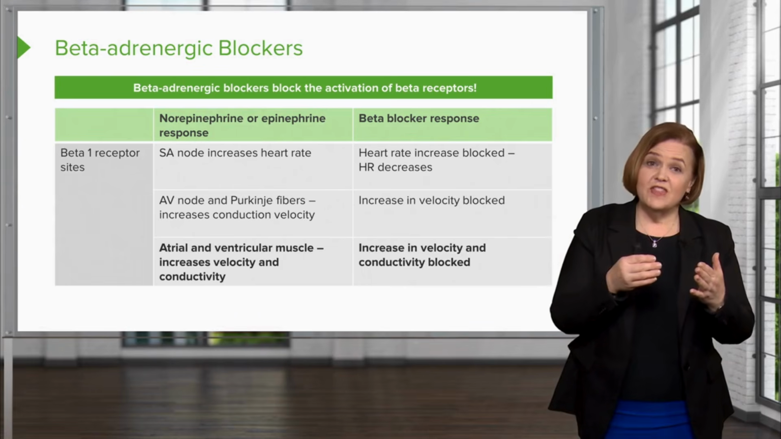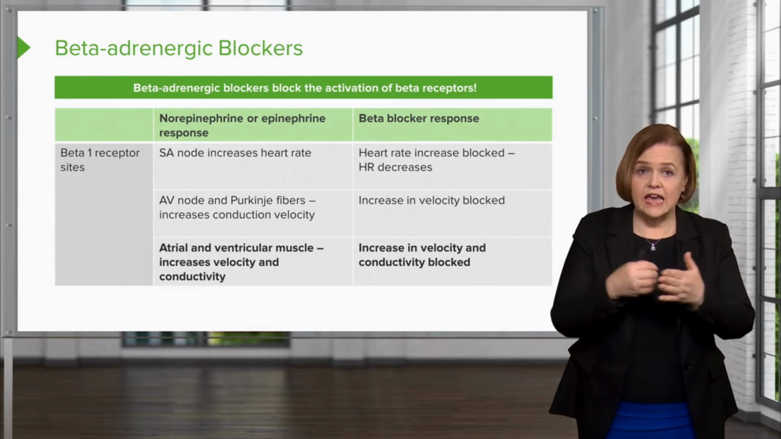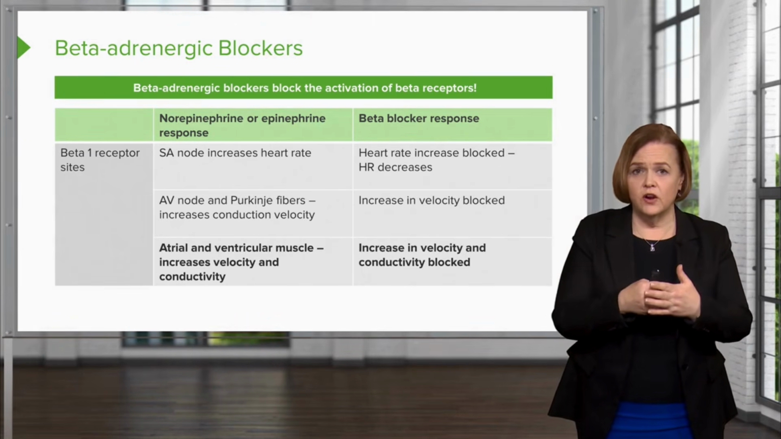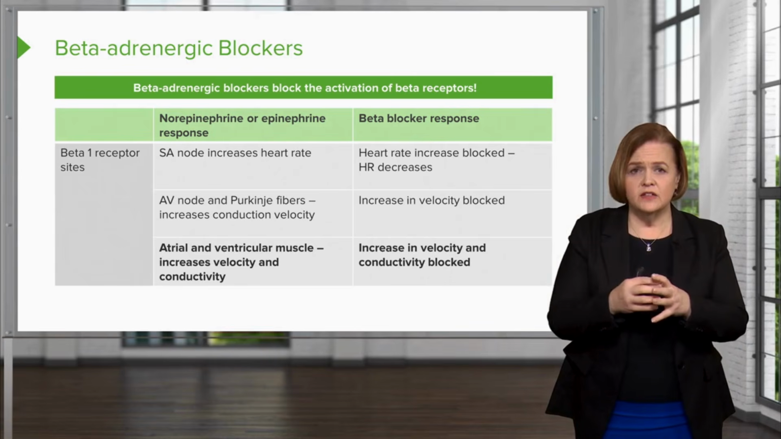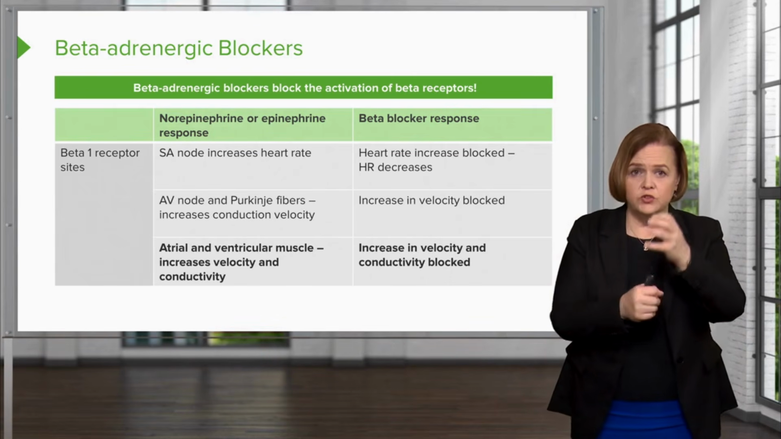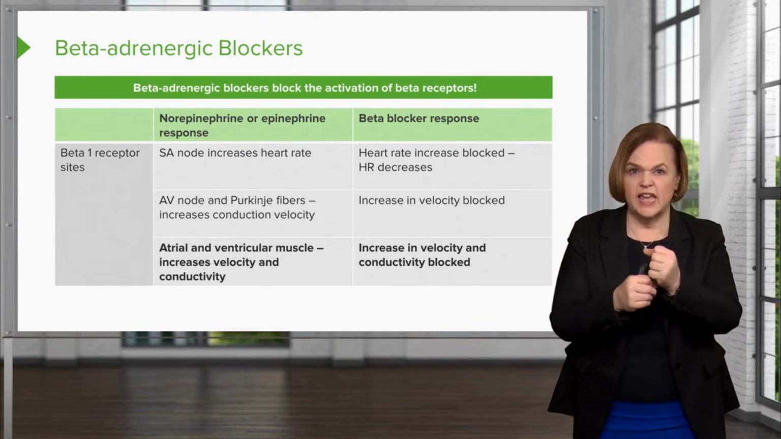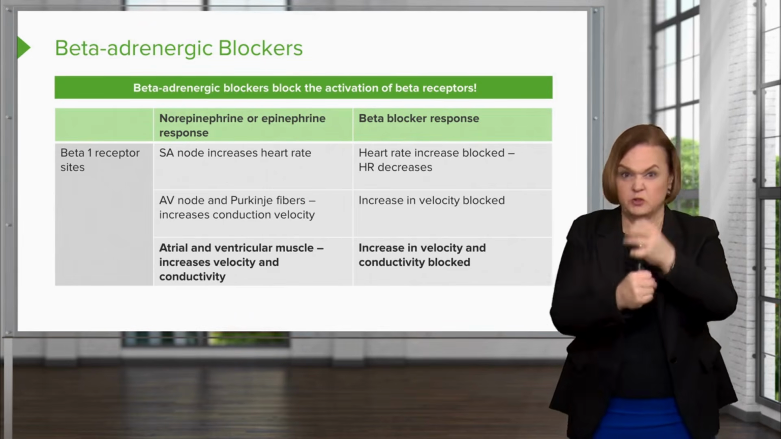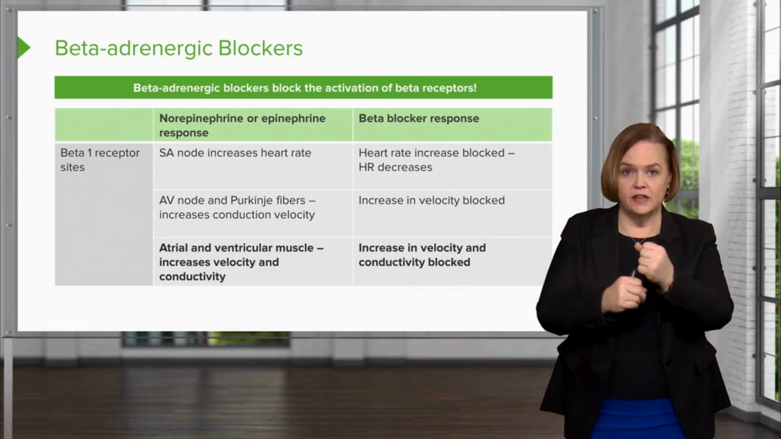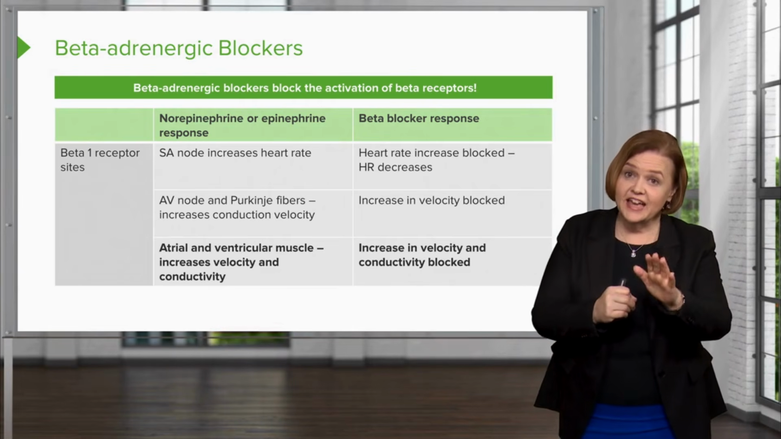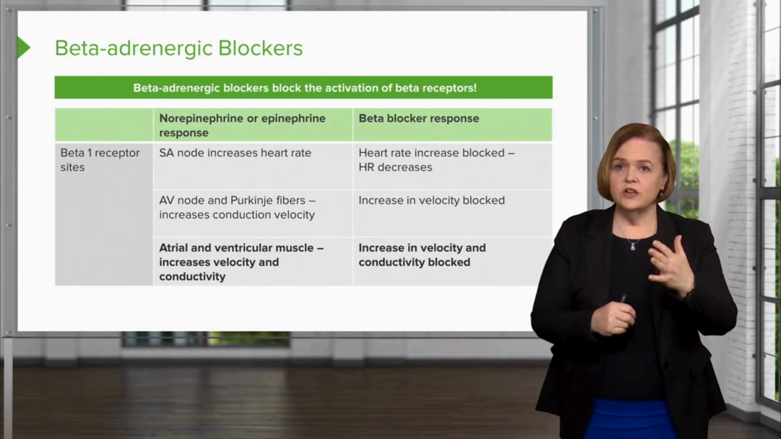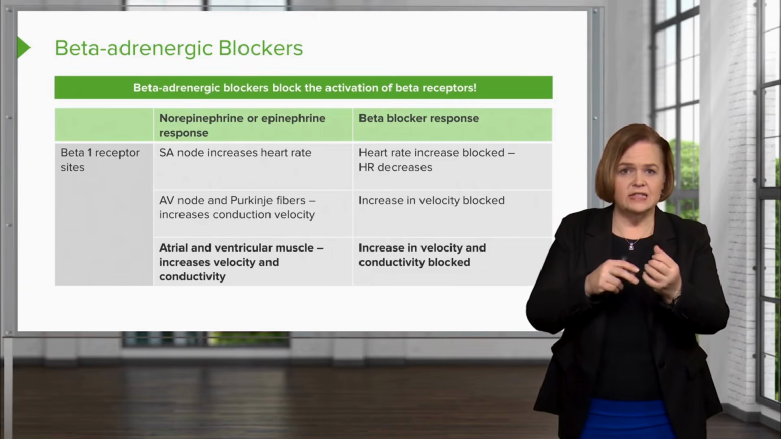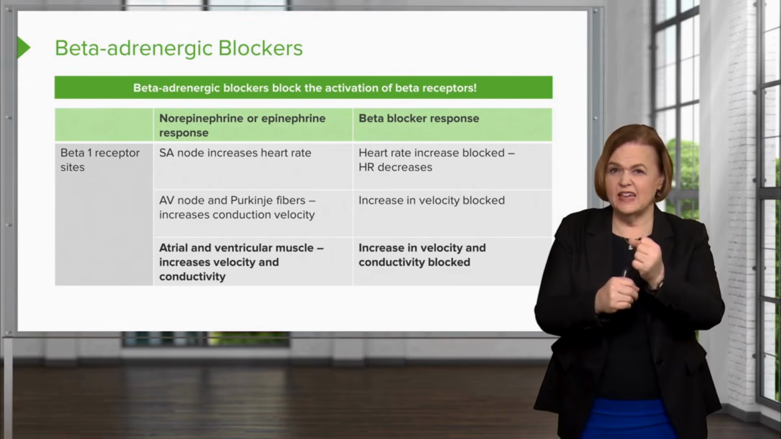Now again, if we think about norepinephrine and epinephrine getting to the beta 1 receptors on the heart, the atrial and the ventricular muscle will increase in velocity and conductivity. What does that mean? Atrium, ventricle, atrium, ventricle are going to be a lot more intense, unless the patient's taking a beta blocker. So then the increase in velocity and conductivity is blocked. It's not going as fast and as hard.